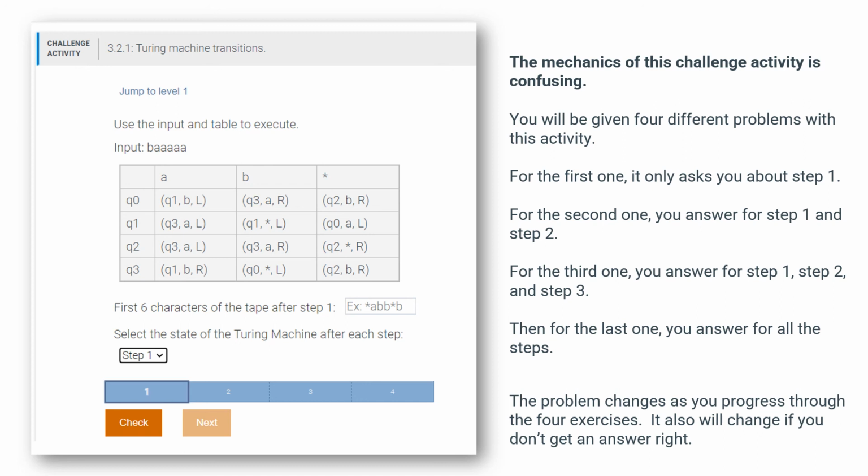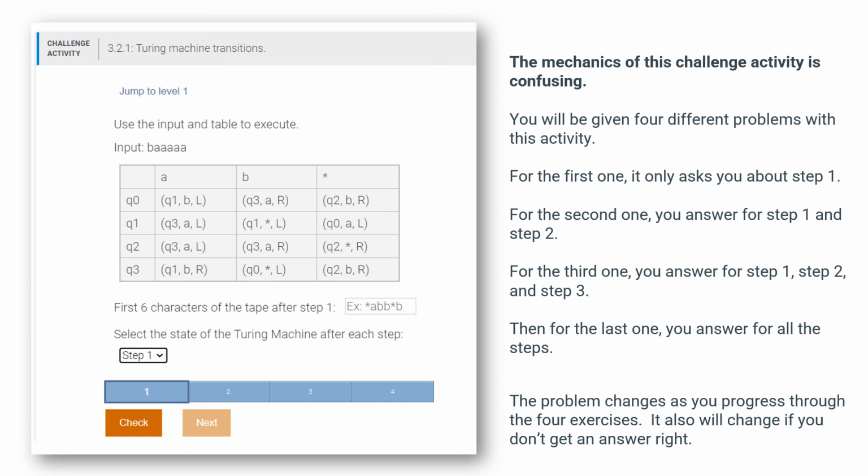As you progress through those, it's a brand new problem each time, and you have to do more and more steps. By the time you get to the 4th one, it's going to ask you for 4 different steps. What's the state after the first step, then after the second, after the third, and after the 4th. So you have a lot more to do by the time you get to the 4th one.